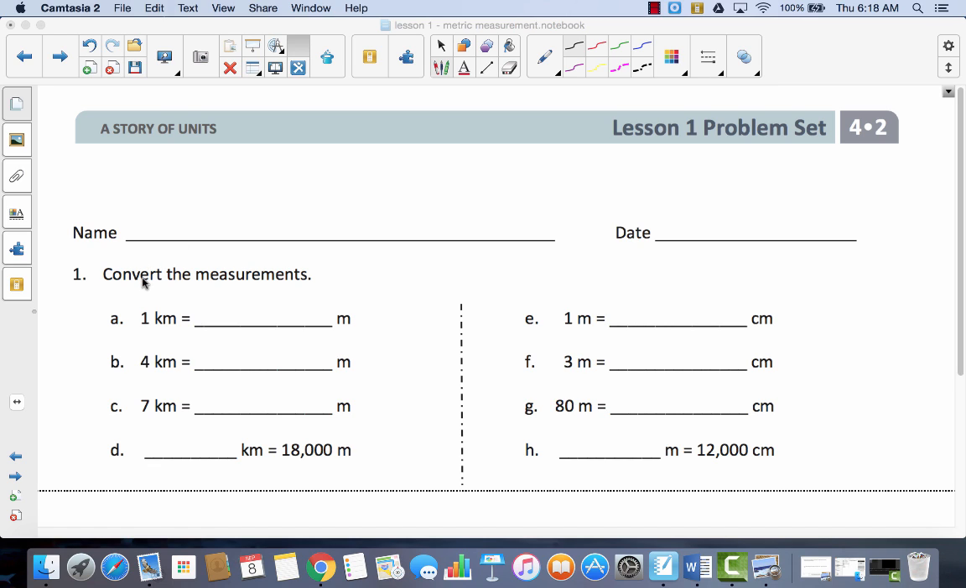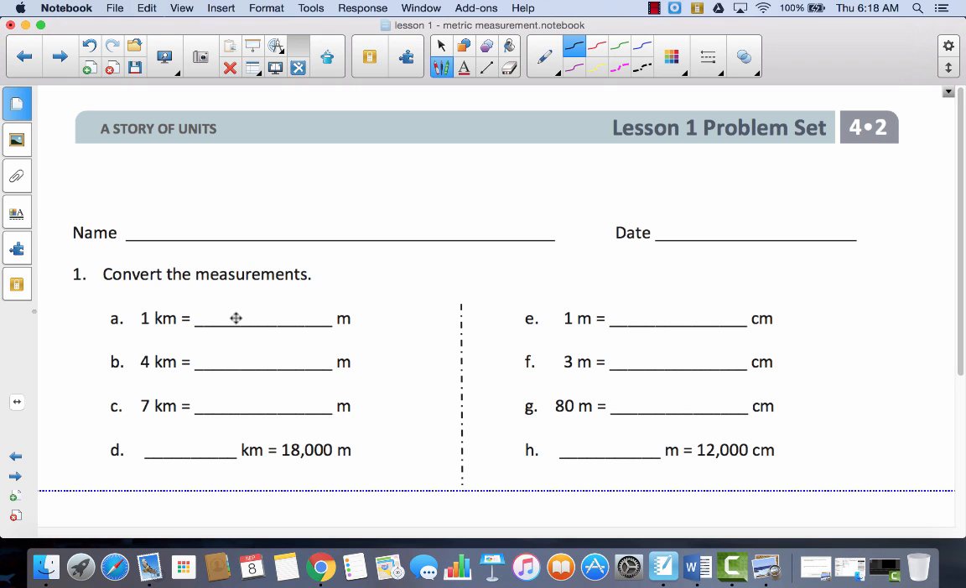at the directions. The directions say convert the measurements. So we're going to begin with these larger measurements to smaller measurements. So 1 kilometer is equal to how many meters? Well, if you watched the Zearn lesson, you would learn that it was 1,000 meters. So if 1 kilometer equals 1,000 meters, 4 kilometers is equal to 4,000 meters.